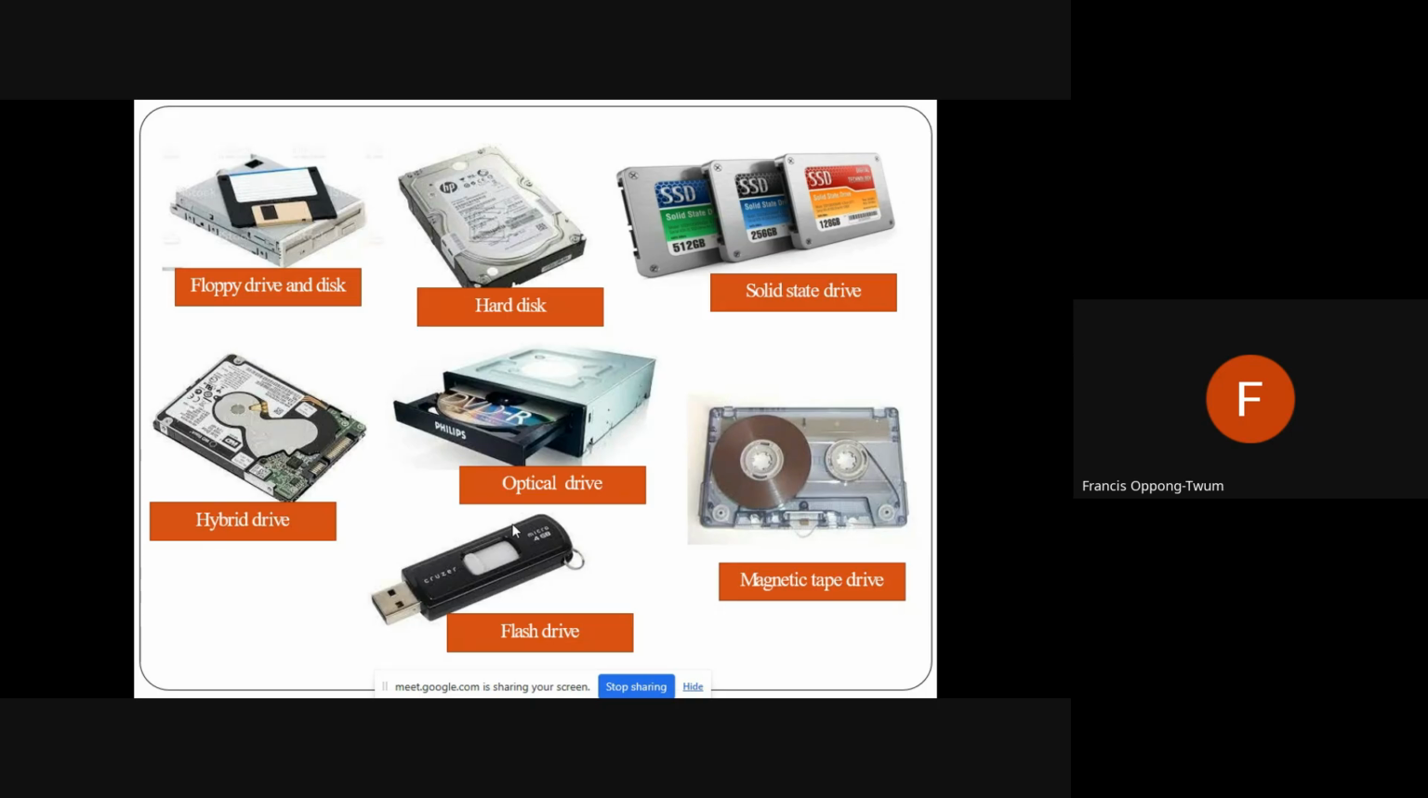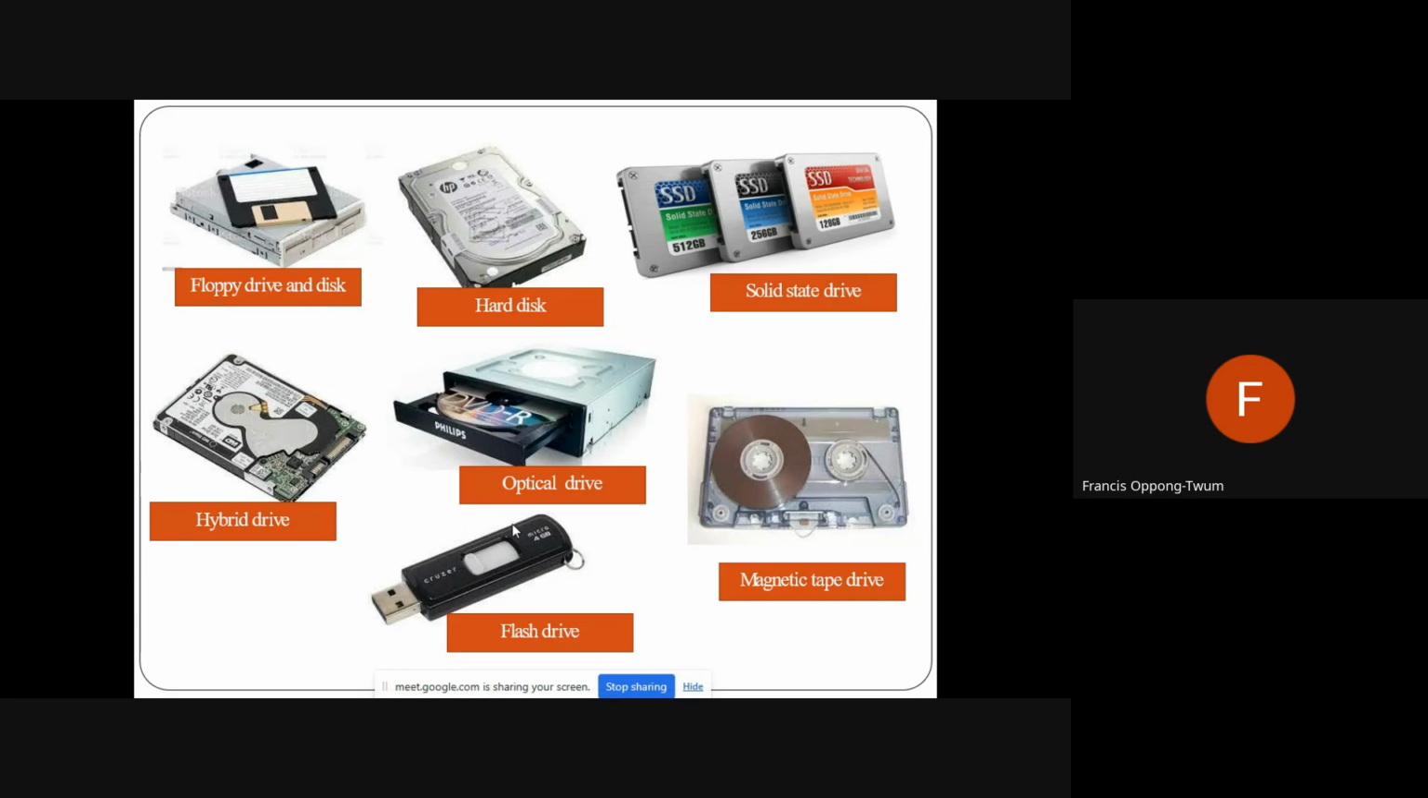And now we also have the hard disk. The next component, the next picture, is the hard disk. Can you see the hard disk? The hard disk is also gradually fading out. I'm using the word gradually, so please don't get me wrong. I'm not saying that it has faded out, but most of the current computers that we have don't come with hard disks. They are coming with the solid state drive, that's the SSD.